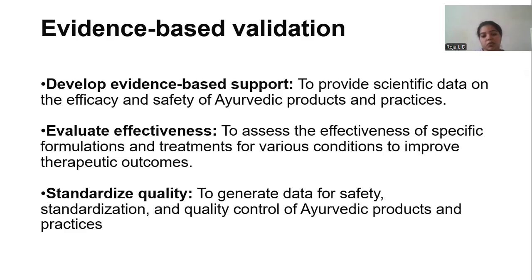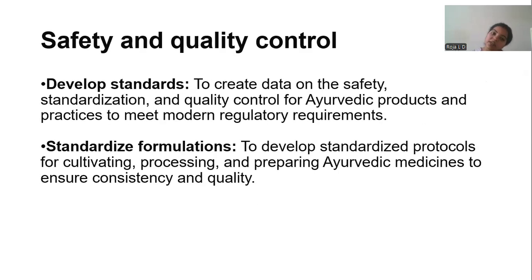standardize quality. See, to generate any medicine, either modern or Ayurveda, safety comes first. Preclinical studies we all do, standardization we do, and quality control of parameters we do adapt for all the Ayurveda products in order to provide standardized uniform formulations to the public, to the patients, right? So that's why standardization is very essential, for which we need research. And safety and quality control, which is particularly for pharmaceutical Ayurveda products, to create data and safety, standardization, and quality control for Ayurveda products and practices to meet modern regulatory requirements.